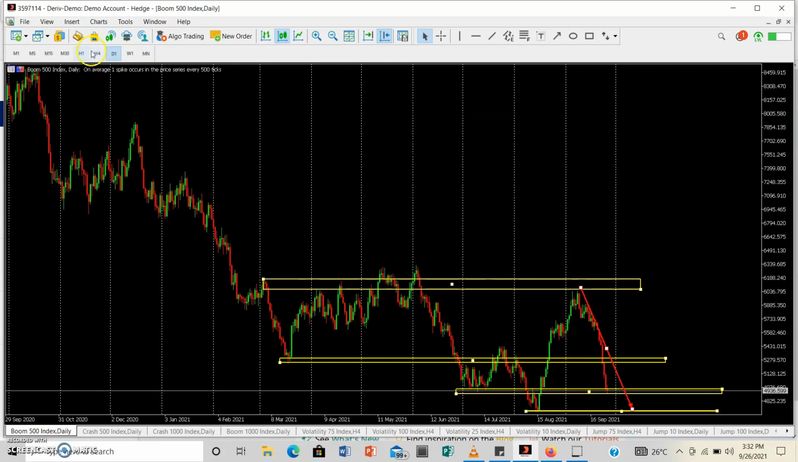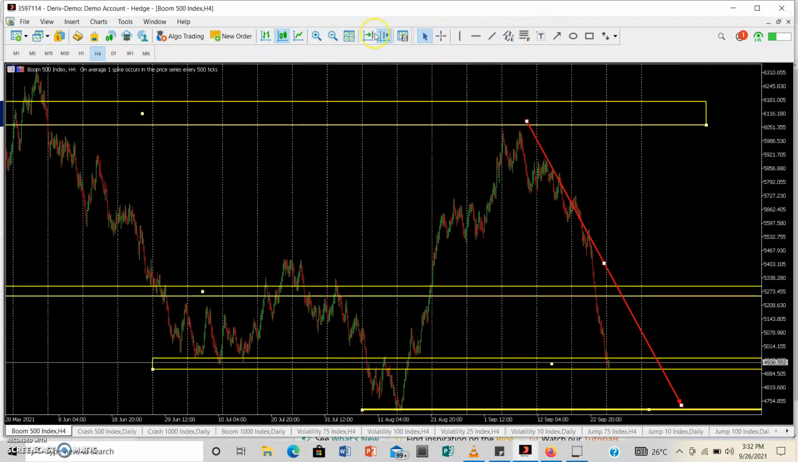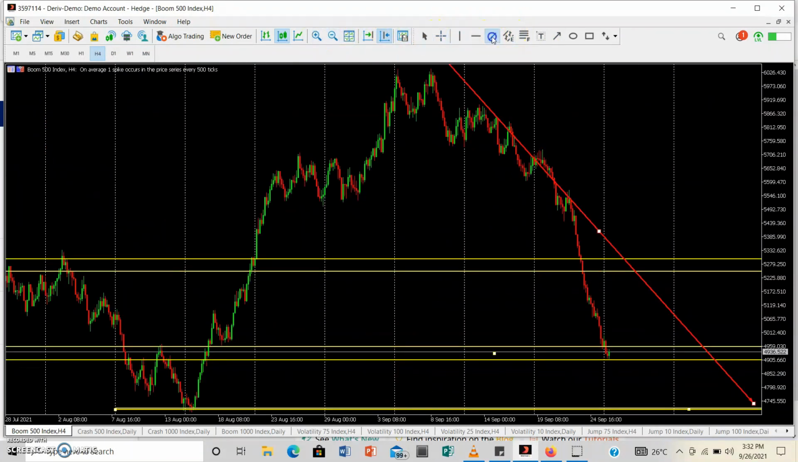We can also check this out in our 4-hour time frame and see how exactly price was behaving. So from the 4-hour time frame now, we can see that we had a nice channel like this, and price just broke out of that channel. This represents a very strong bearish momentum.